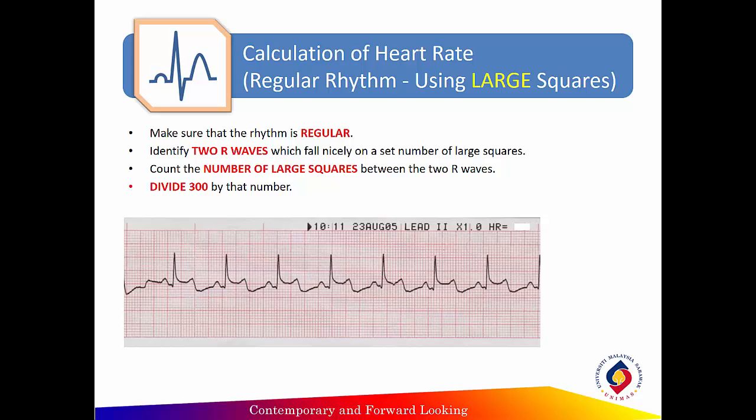To use the big boxes to estimate heart rate, first, identify 2 R waves which fall as nicely as possible between a set number of full, large boxes. Mark those R waves by drawing a line extending upwards. Now, count the number of large boxes which fall between the two marked R waves, in this case, 4 large boxes or squares. Now, divide 300 by that number. You should calculate that the heart rate in this rhythm strip is 75 beats per minute.